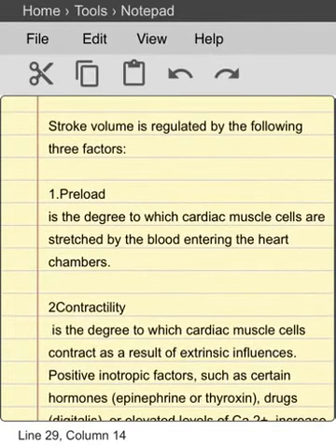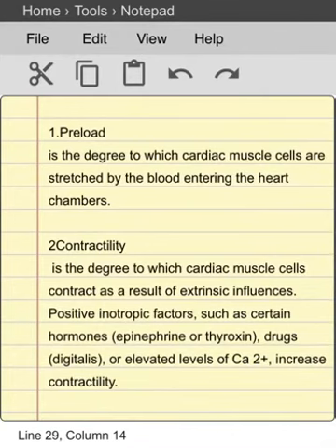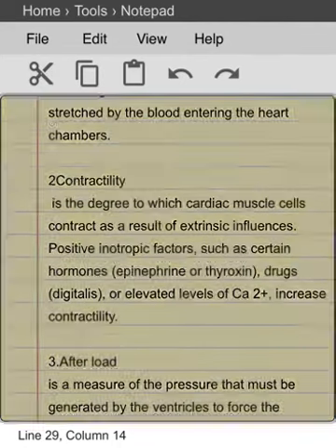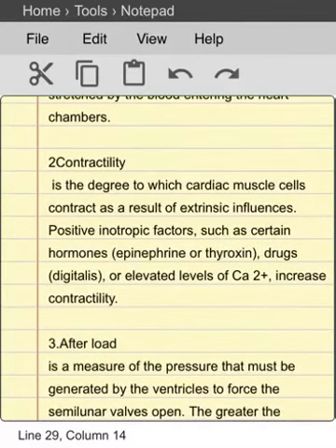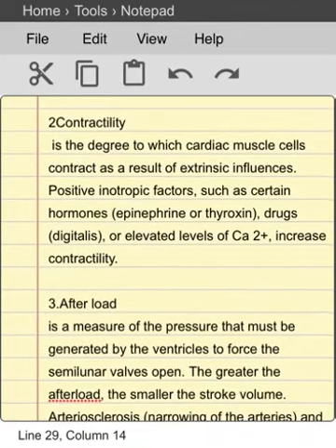The second thing I discussed was the factors affecting stroke volume. One is preload. Preload means how much your heart ventricles can stretch. The second one is contractility. Contractility means how much your heart ventricles or heart chambers can contract. The third one is afterload. It is how much pressure your ventricles can generate to open the semilunar valves.